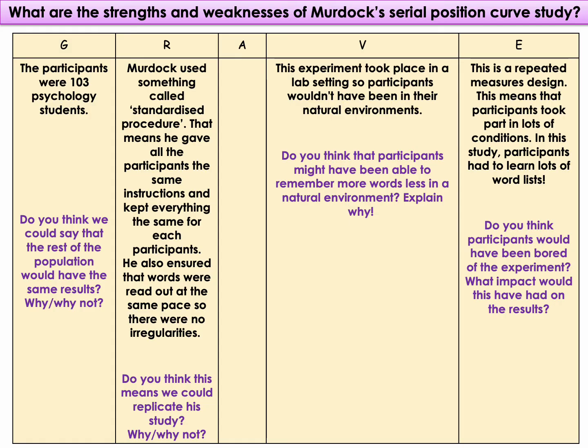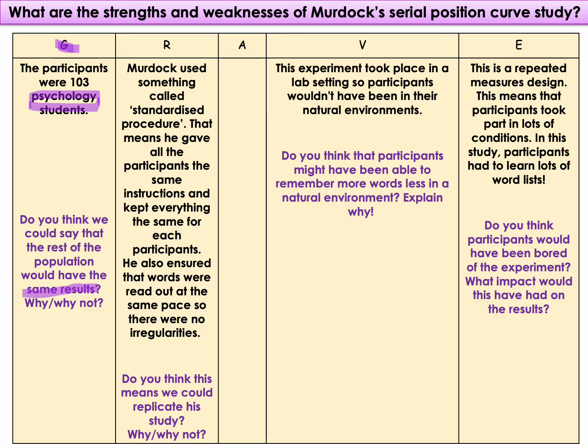So Murdock used 103 psychology students in his study. So when we're thinking about the generalizability, do you think that those psychology students are going to behave in a similar way to the rest of the population, say geography students or pensioners or middle-aged people? Would they behave the same, and would Murdock have found the same results if he used those people? Why or why not? Try to explain your point.